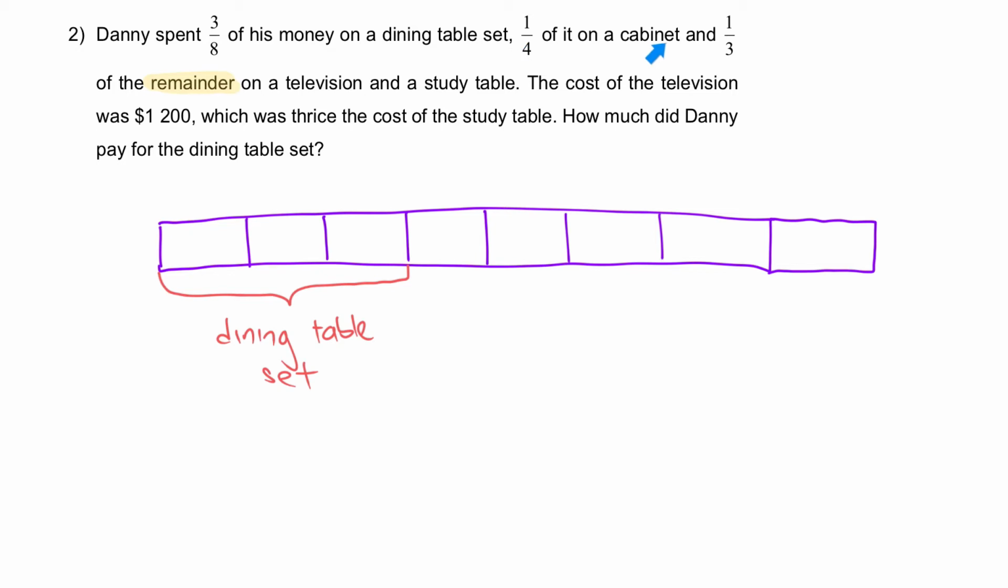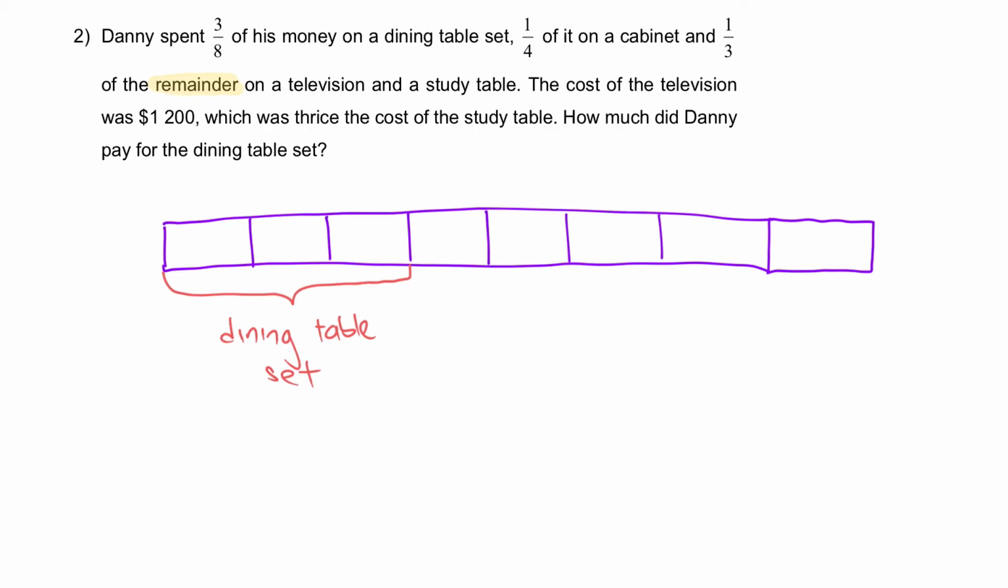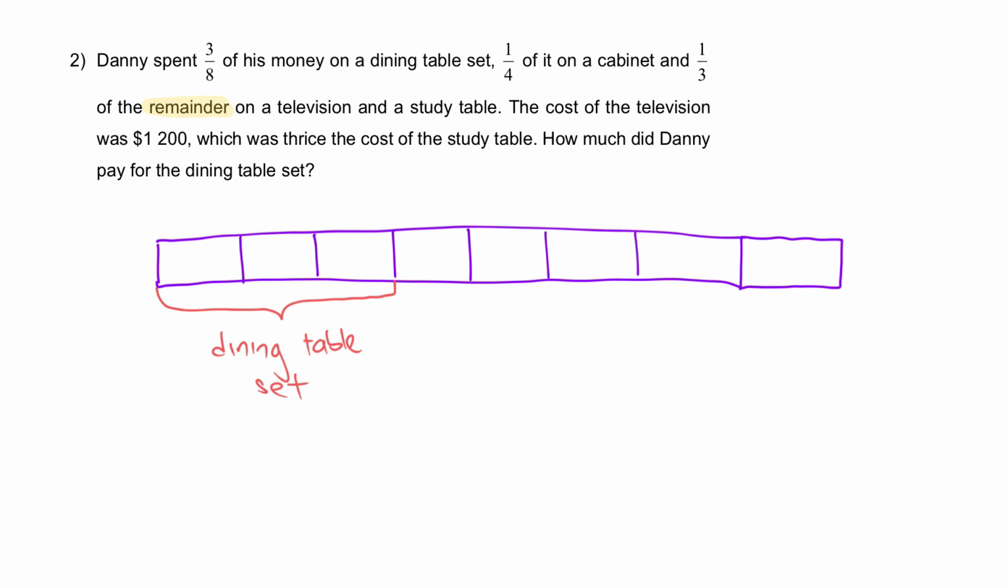1/4 of it on the cabinet. What is 1/4 of this? Well, we know that 1/4 is 1/4 of the entire thing, right? Not 1/4 of the remainder. So it's actually 2 out of 8. We can read it as 2/8, isn't it? The equivalent fraction. So Danny spent 2/8 on the cabinet. So out of this 8, 2 units on a cabinet. And I'm done with this information.